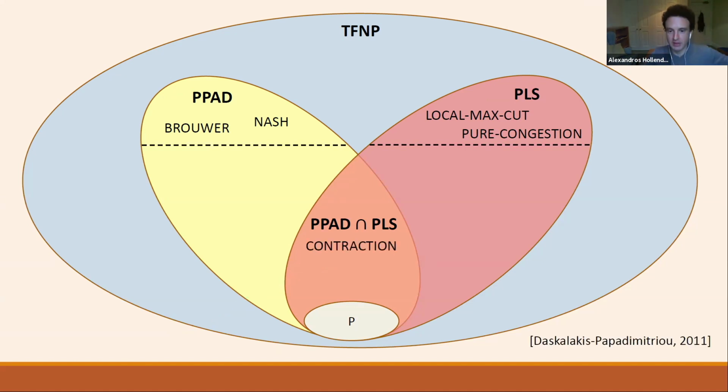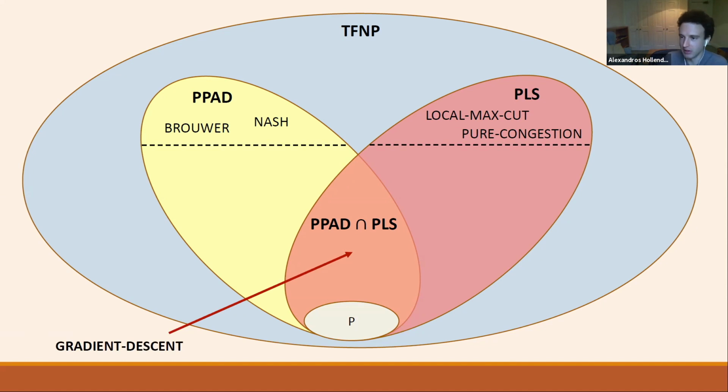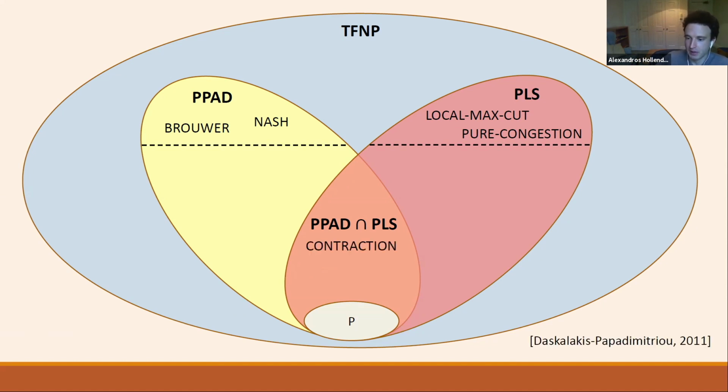Okay, so this intersection of PPAD and PLS, where we just saw that our gradient descent problem lies, has actually been studied before. Daskalakis and Papadimitriou, around 10 years ago, noticed that there are a lot of natural interesting problems that lie in this intersection. They gave a list of them, and they proved that they lie in this intersection.